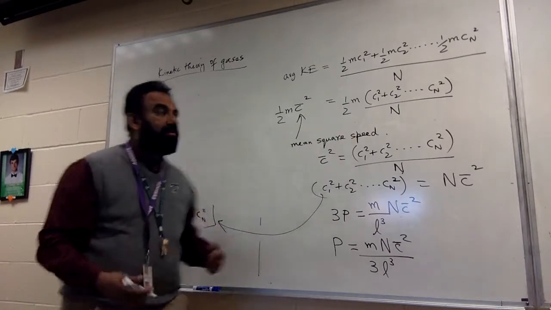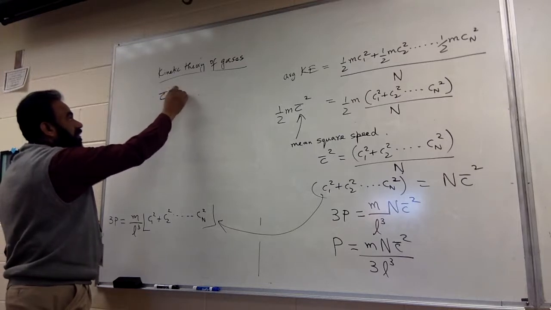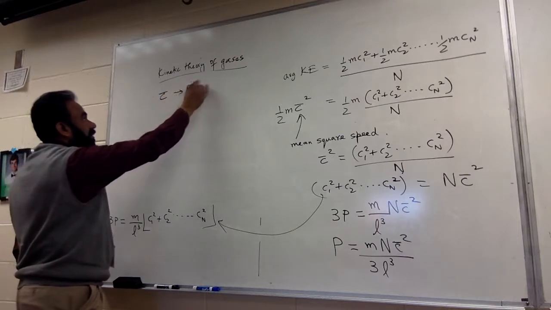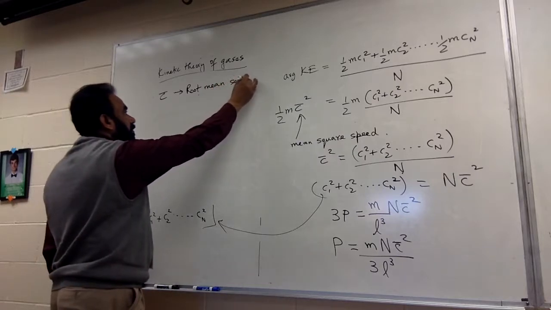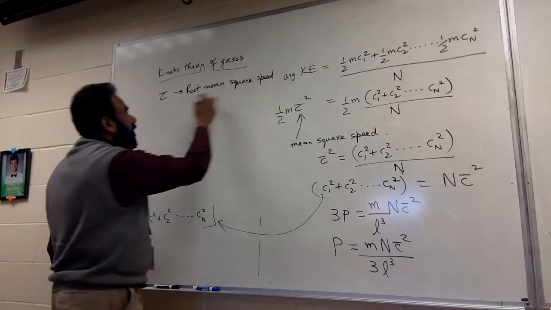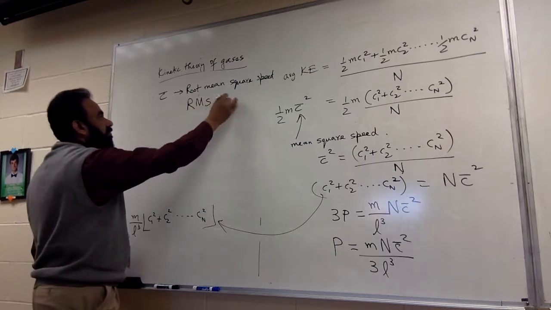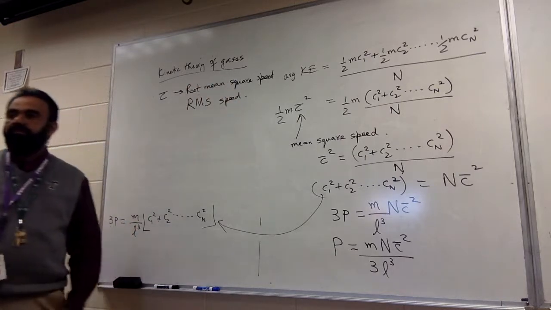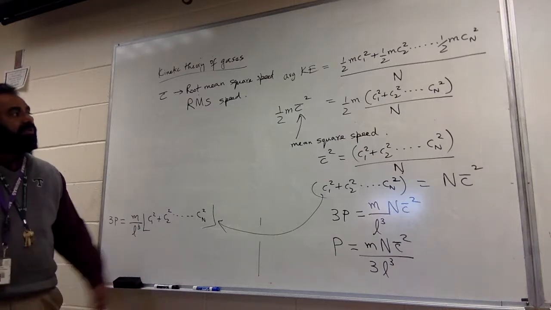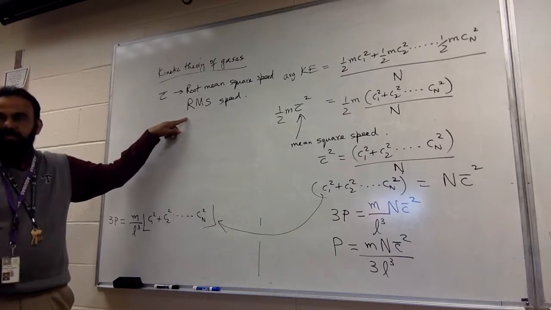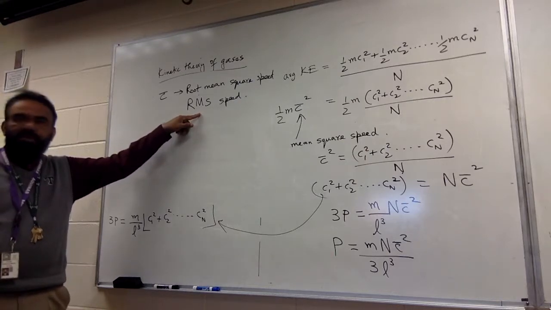So what is C bar? C bar is called root mean square speed. In short, we call it RMS speed. Root mean square, RMS. You'll hear this many times in future. Root mean square speed, RMS speed.